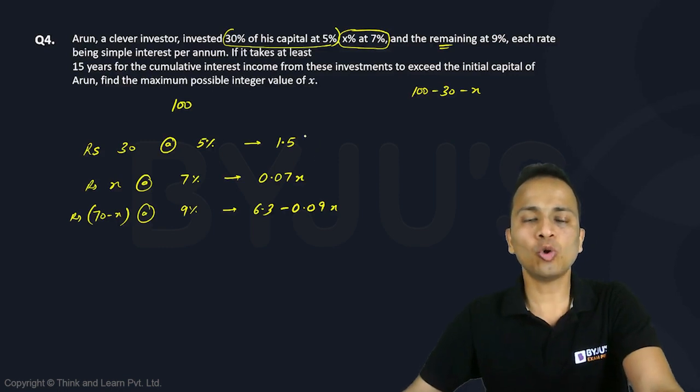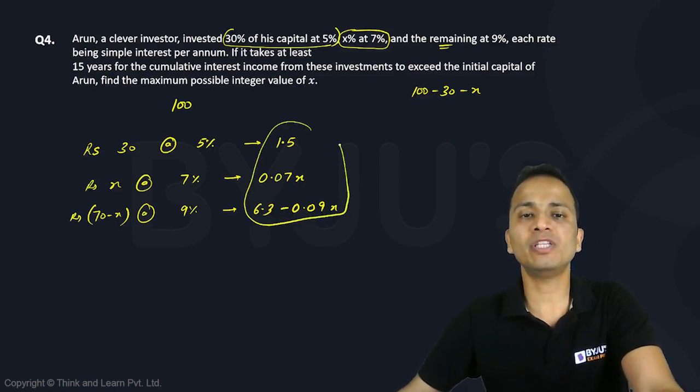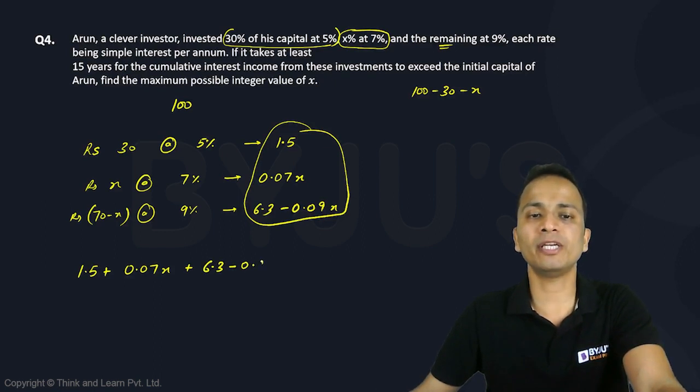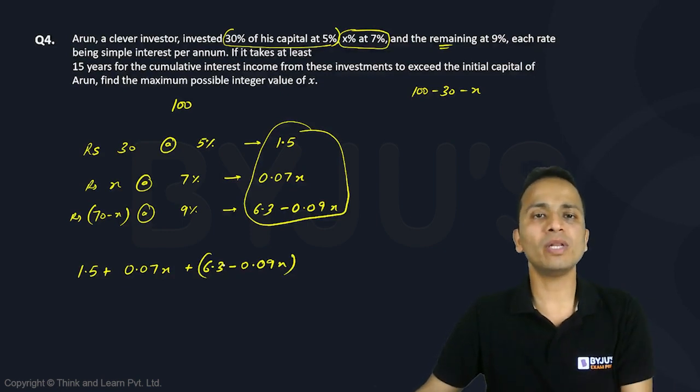Okay. Now the total annual interest will be the sum of these three, which is 1.5 plus 0.07x plus 6.3 minus 0.09x. Okay, so this will be the total annual interest.